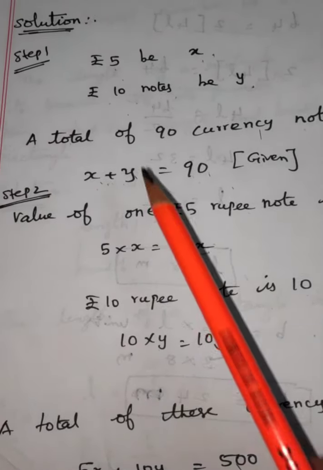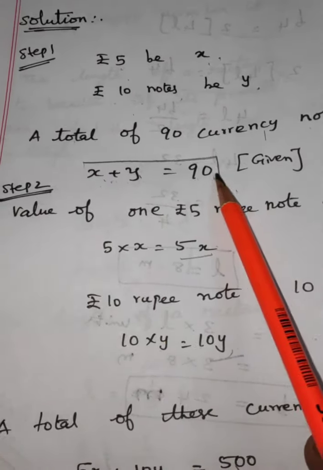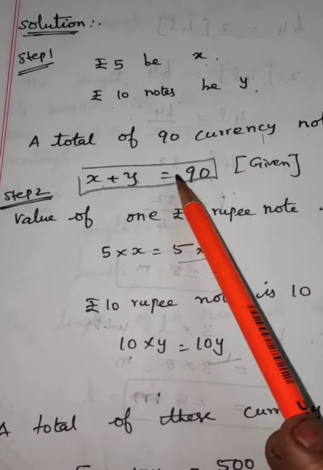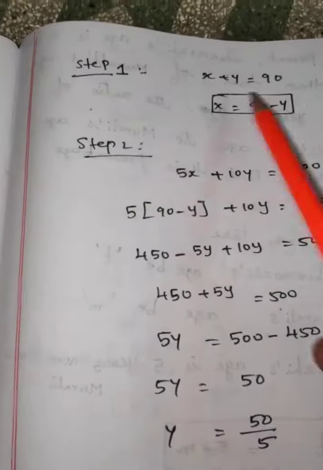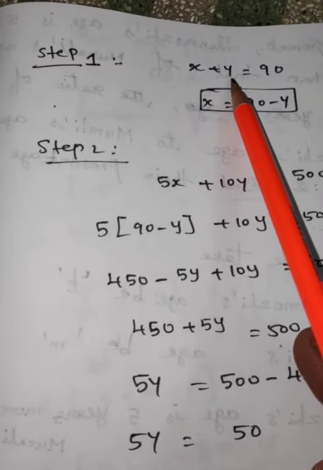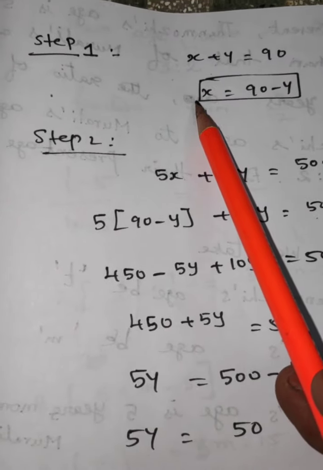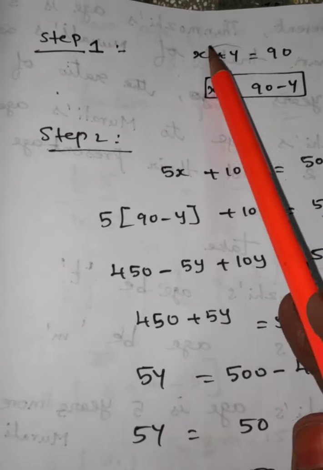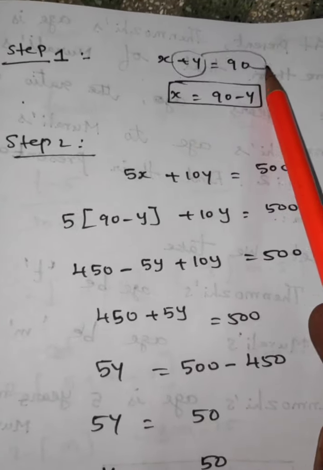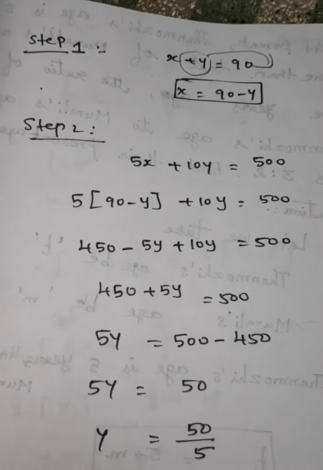Step 1: what is the answer? x plus y equal to 90. Now how do I write this one? See there, Step 1 is x plus y equal to 90. Now x equal to 90, and this plus y on the right side changes into minus: 90 minus y.